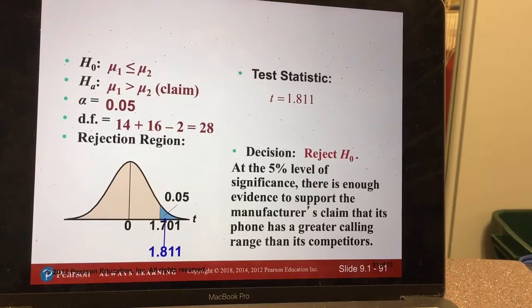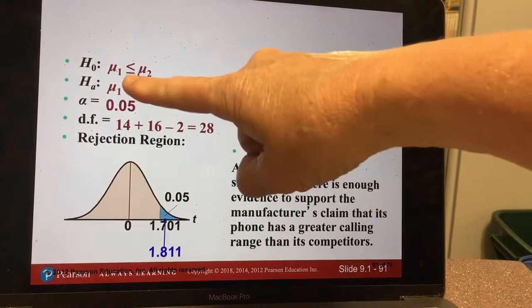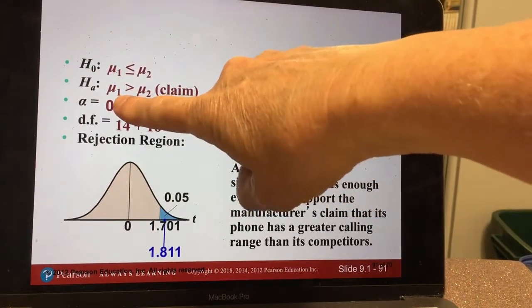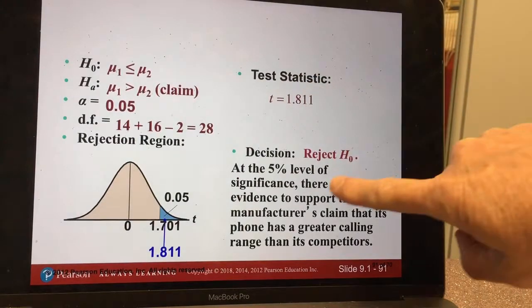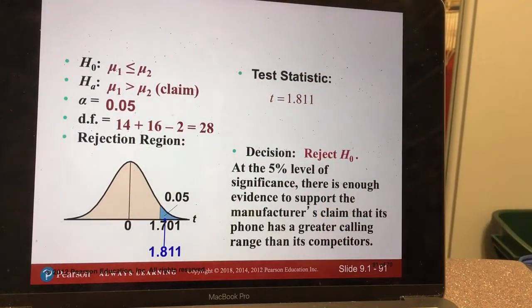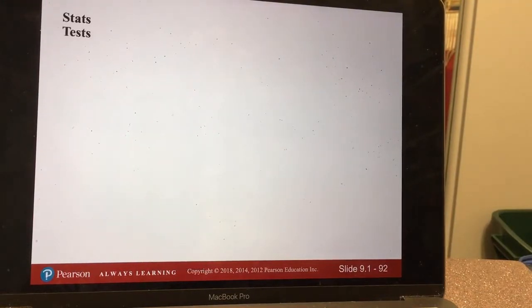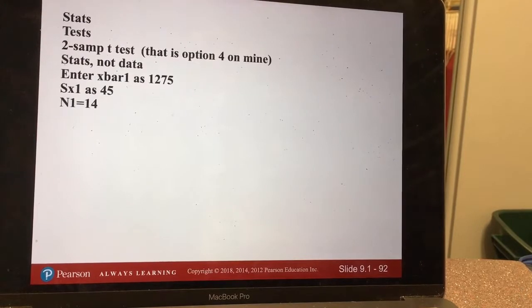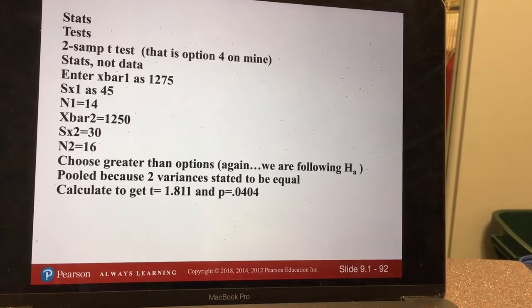All right, so we had to reject H sub 0 because it was in the rejection region. Since we rejected H sub 0, we're going to say that yes, indeed, the claim is true. We can support the manufacturer's claim. And here was the calculation screen.